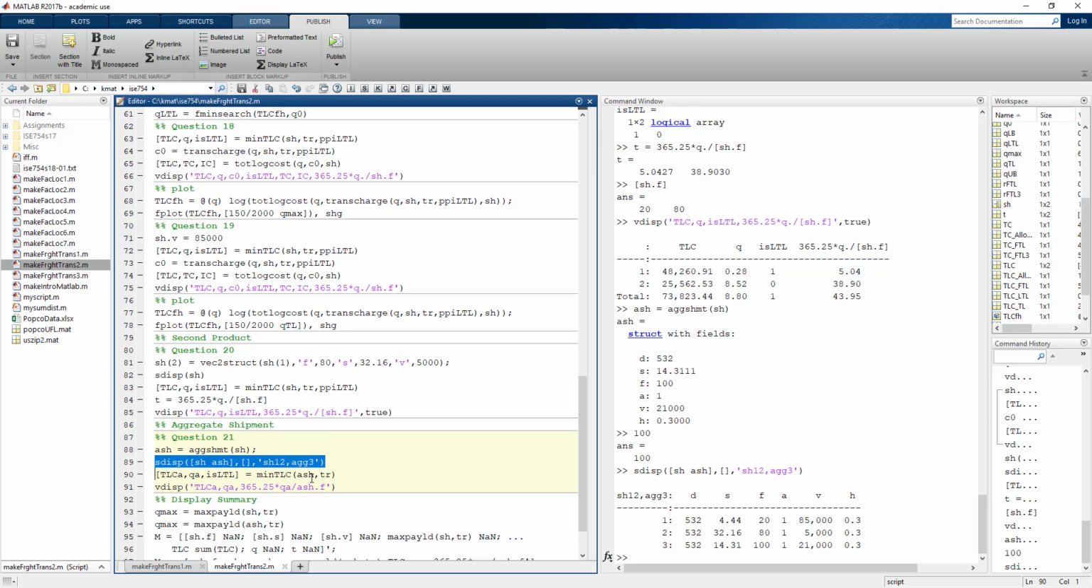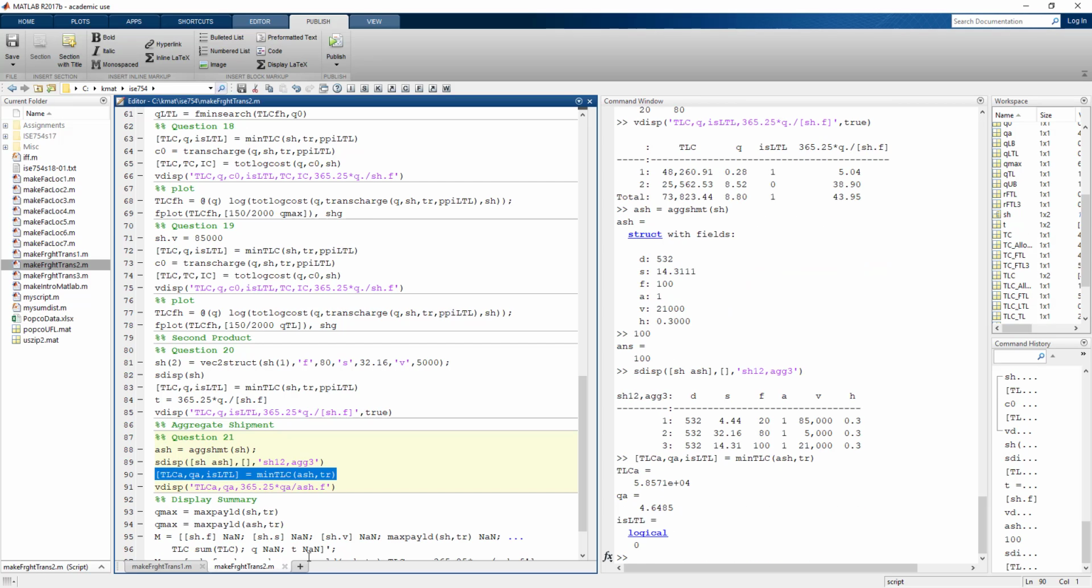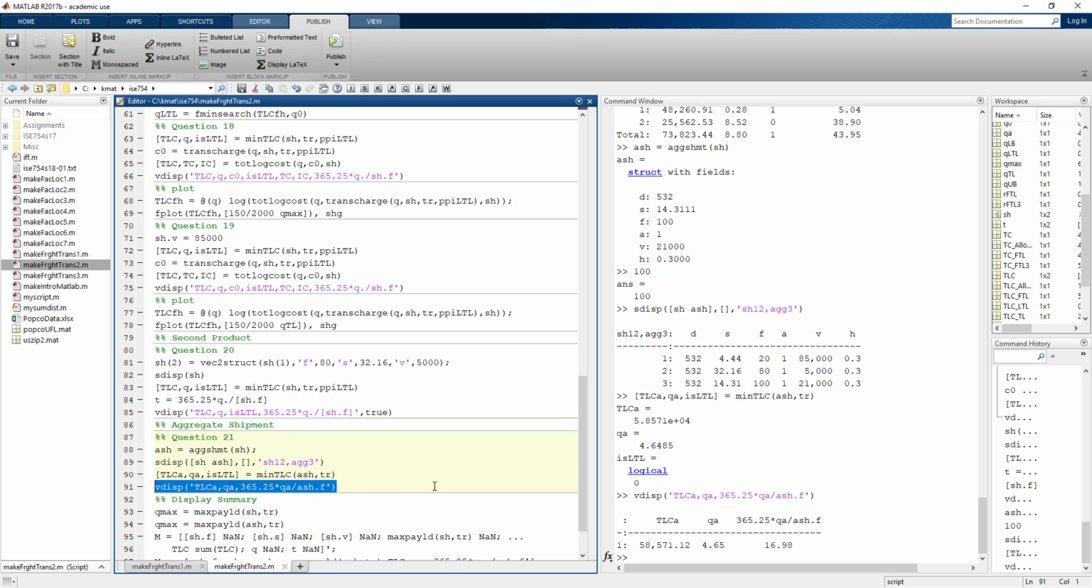So with that, we can then treat this as a single shipment, call fmin search, and then report the results. We get 58,000, and that compares to the almost 74,000 before.